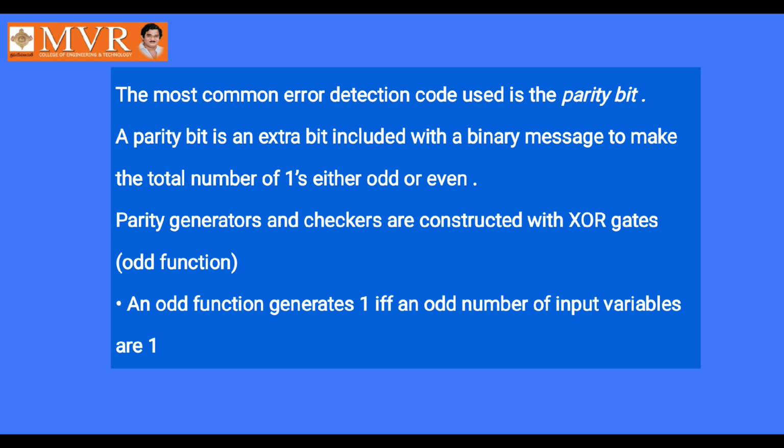I am repeating. When you are going to add this parity bit to the original data, we have to make sure that the total number of ones in the original data are odd or even. So if they are odd, then we can say it is an odd parity, and if the number of ones is even, we can say it is an even parity.